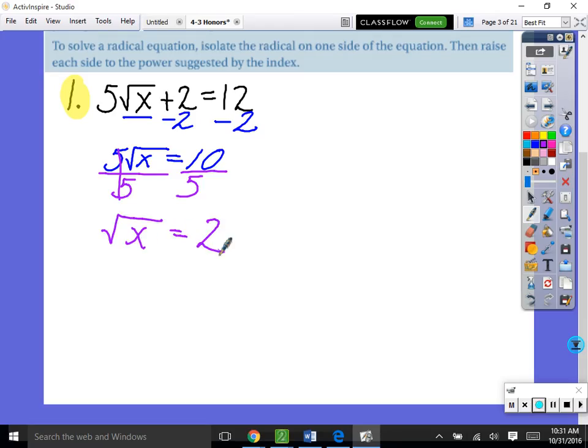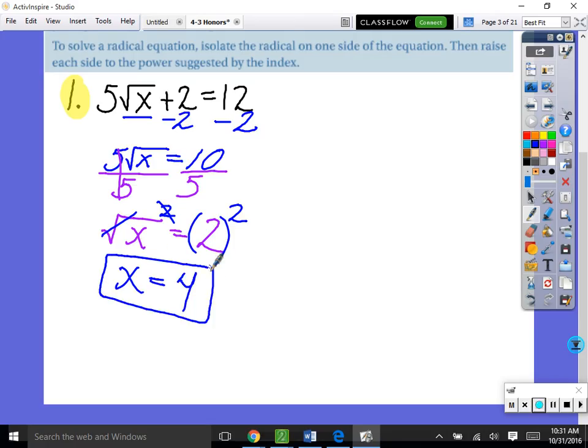Now we've isolated the radical. We need to undo the radical using the correct inverse. What undoes the square root? Square. So we're going to square both sides of the equation. Now on this side, root and power cancel out, or they undo each other. So we have x is equal to 2 squared, which is 4. Our solution's 4. Let's check it.